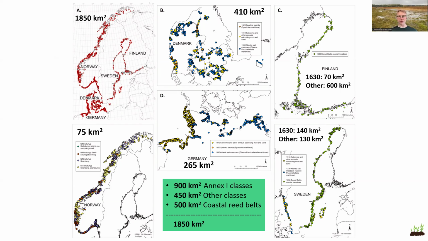The 1630 class is quite big in Finland. There's more of this also in Sweden. Some classes are not found in some countries. There's different types in Denmark than in Finland due to the salinity and so forth. But we end up with something around 1,850 square kilometers of this habitat, which does really show that it's not a minor habitat type in the coastlines of Scandinavia.